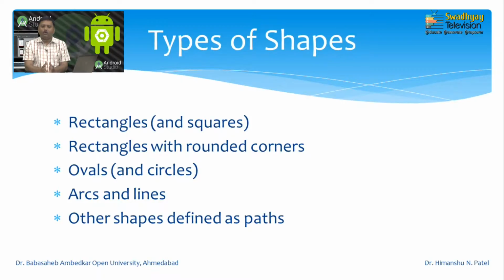You can also draw arcs and lines, and you can create other shapes defined as a path. For example, in our example we created a star using this path shape. These are the different types of shapes that you can use to draw on screen. You can use these shapes together to create a more complex picture on screen.